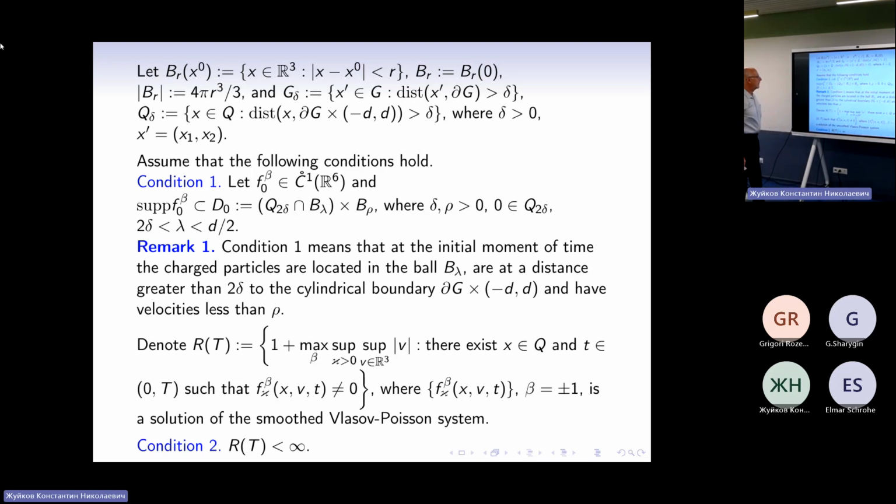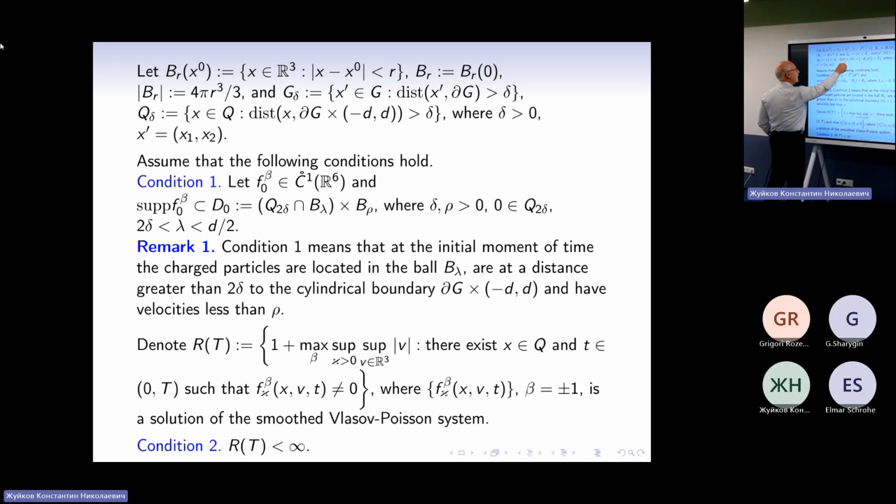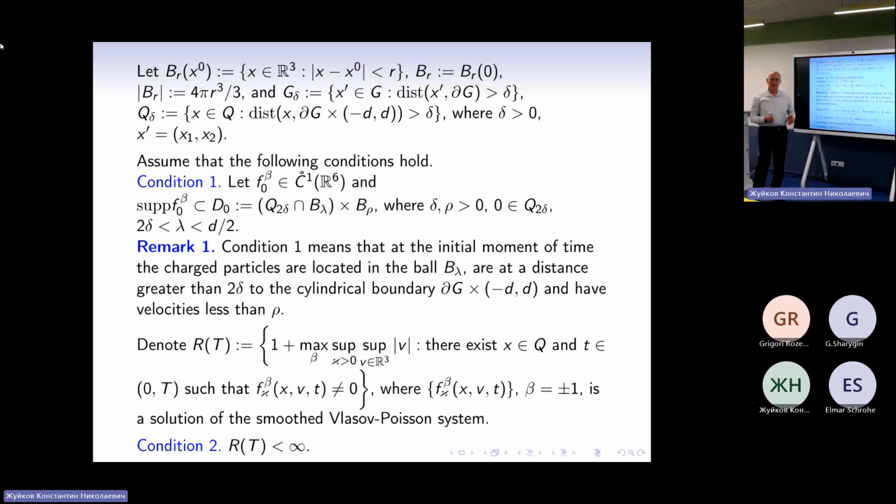to realize the following notations. G delta is a set of points in the domain G lying at a distance greater than delta from the boundary. We have the same notation for Q delta, but here we have the distance between points from the cylindrical part of the boundary. So it's easy to understand what we want to obtain in the nearest future. We would like to obtain a solution whose support lies at some distance from the cylindrical part. And of course, if B is sufficiently large, the plasma also will not touch the basis of the cylinder.